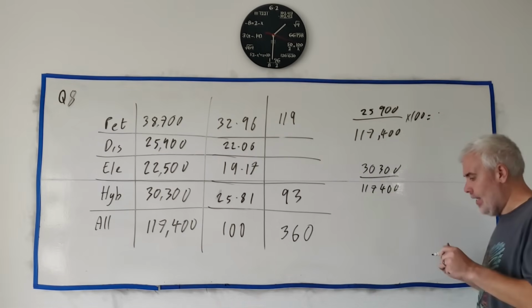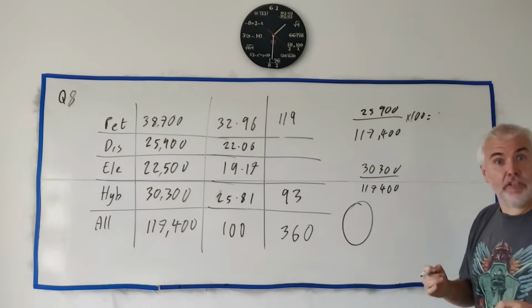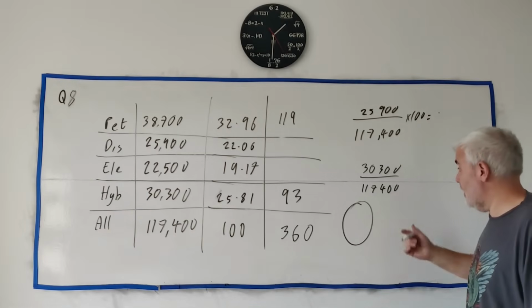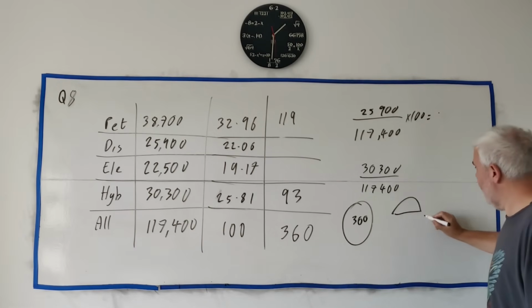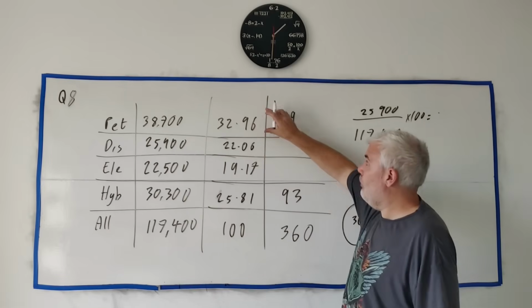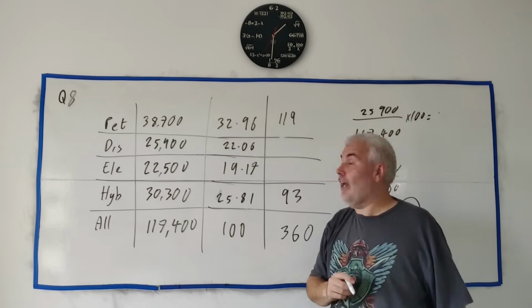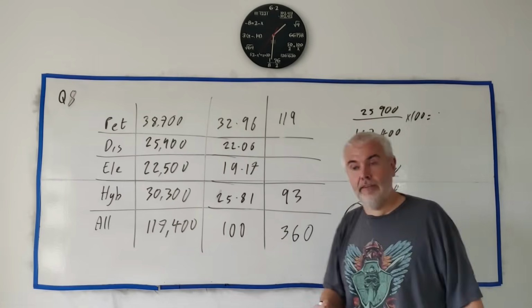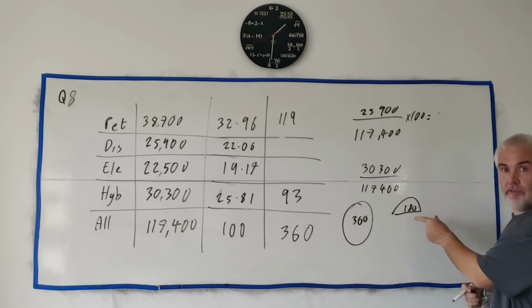Right, a full circle is 360. 50% of a circle, half a circle, is half of that, 360. Half of a circle is 180. How much of a circle do we want for petrol? 32.96%. Half of 360 for 50%.